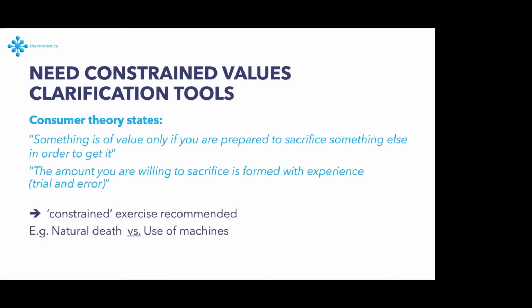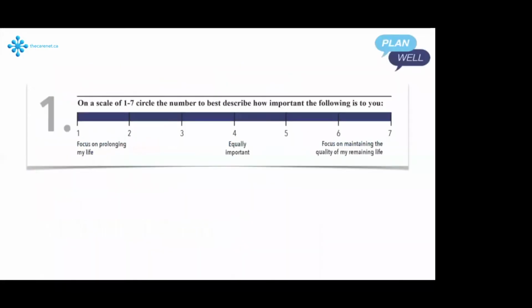But what I want to stress here on this slide is that consumer theory says that in order to know how much something is of value, we have to know what people are willing to give up. What is the explicit trade-off, or to use another economic term, the opportunity cost, and how much is that valued in order to achieve this other goal?